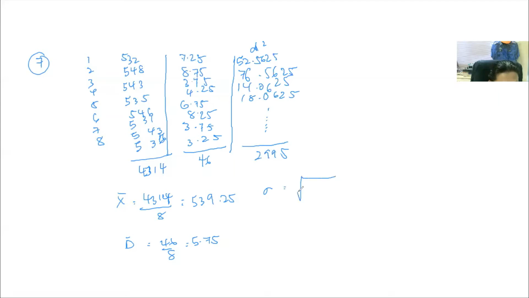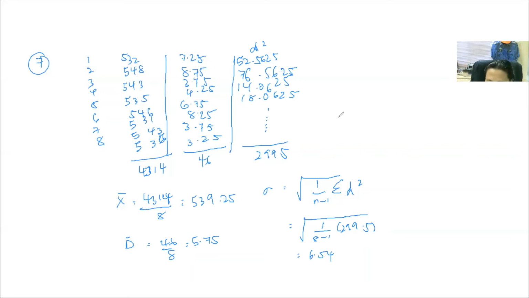Then you can get the standard deviation. The formula is the square root of 1 over n minus 1, multiplied by the summation of d power of 2. So 1 over 8 minus 1, multiplied by the summation, gives 2.995, so the answer will be 6.54. That is the answer.